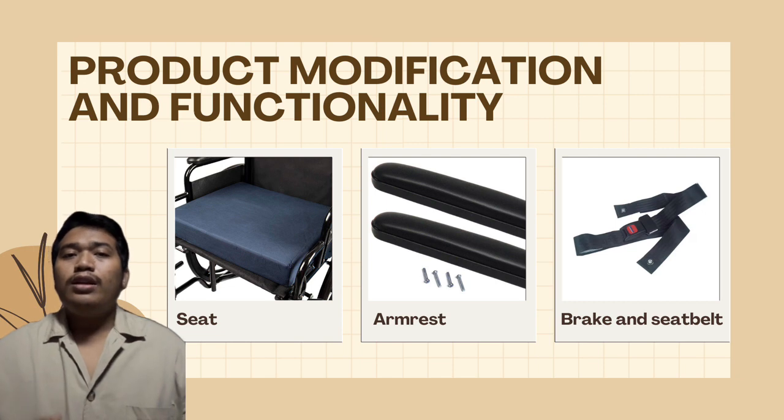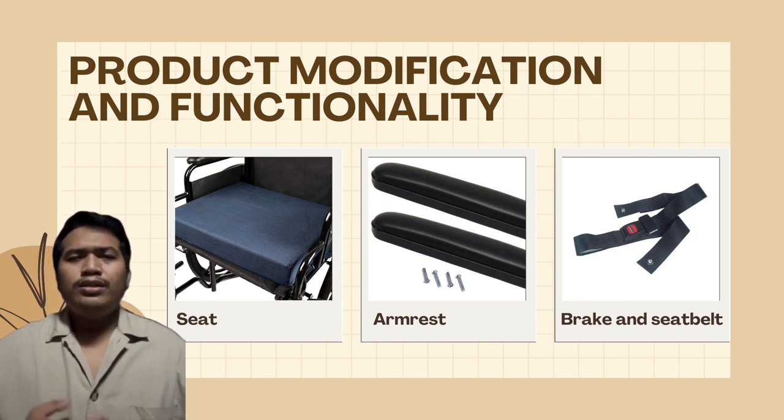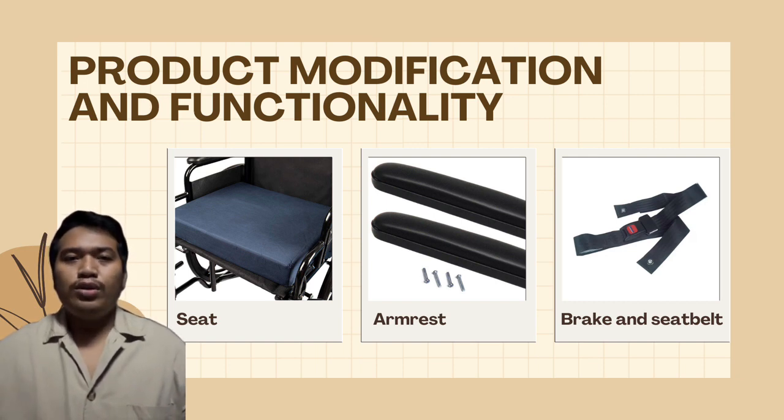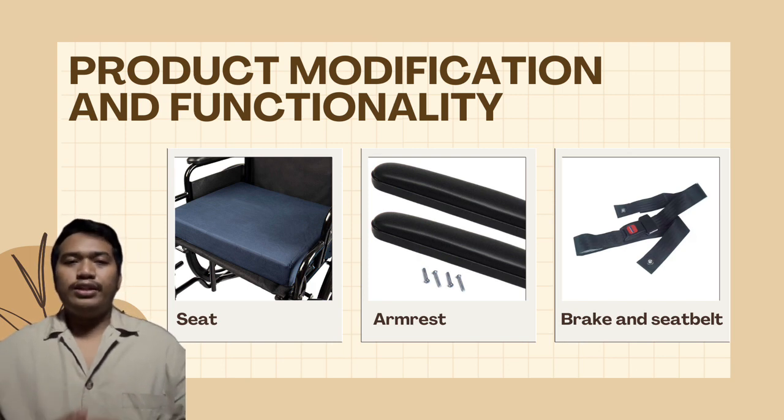Besides that, the last part that we add is a seatbelt and a brake. This is very important as our main problem from the previous design is about safety. From our research, we have identified 770 wheelchair-related deaths, with most of them caused by falls or tripping over. So for this design, we have added a seatbelt and a brake so that the user can reduce the risk of accidents and injuries.